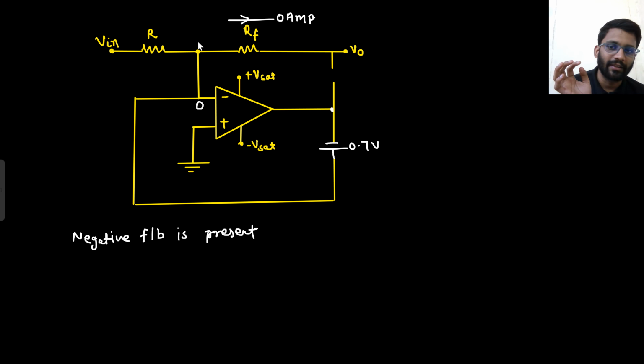Now there is 0 ampere current. This node is 0. This node is 0. So this 0 volt will be traveling downwards. 0 only, because if there is 0 ampere current, that means there is 0 voltage drop. So this 0 volt will be traveling down to 0 volt.